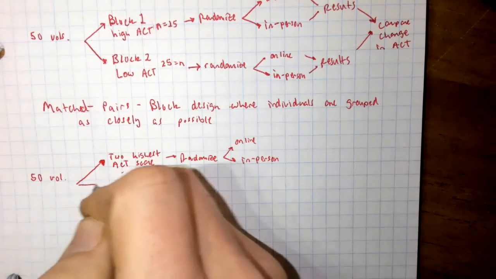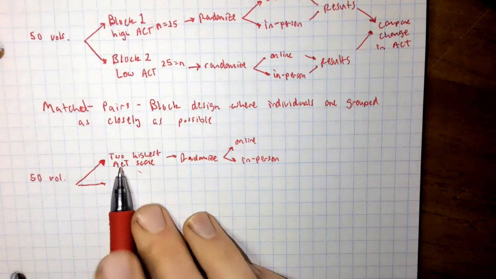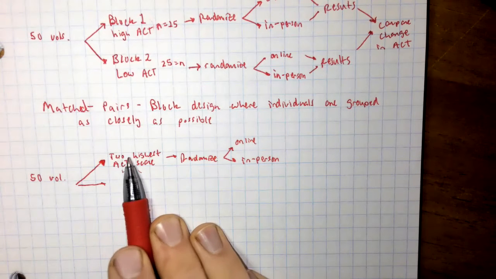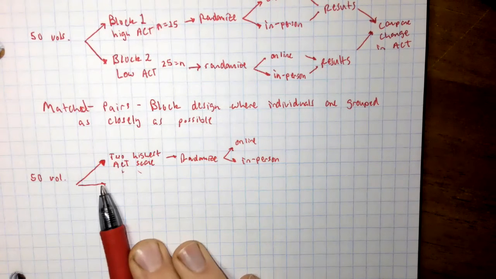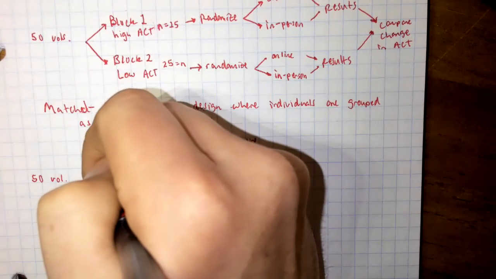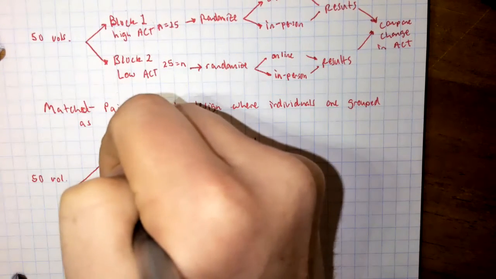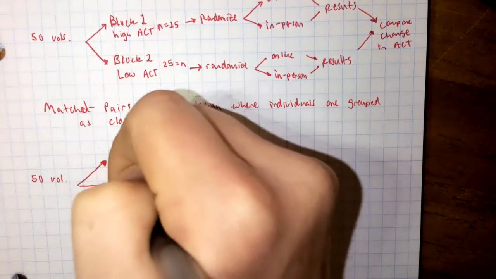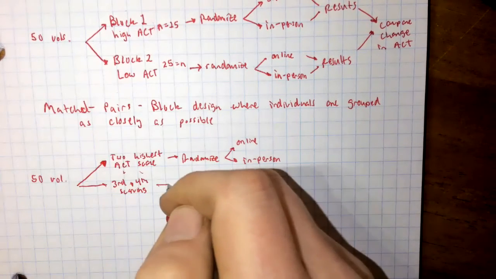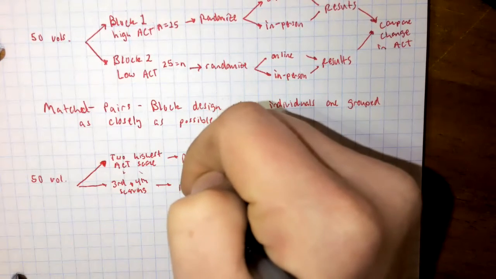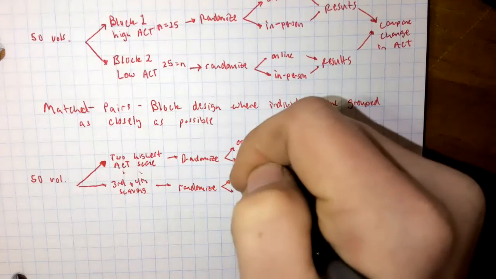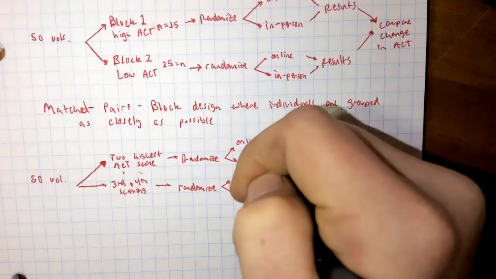And then essentially, in ranks, we've got the top student in this group and the second top scoring student in this group. The next block, the next matched pair, would be the third and fourth highest scoring students. And then we'll randomize and then send them to a treatment, be it online or in person.